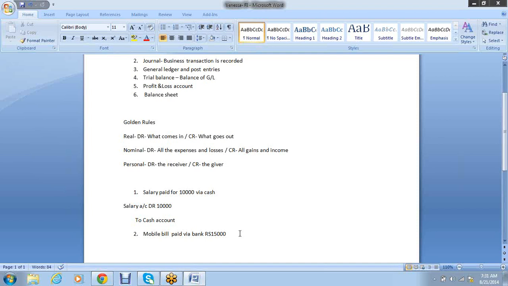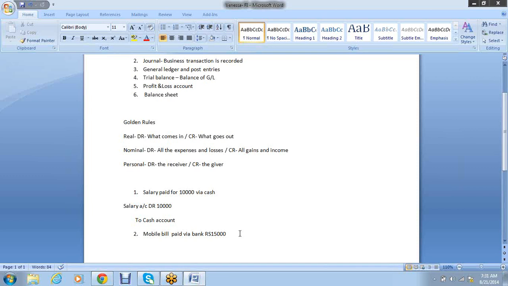Why is it a gain? Oh, it's for the service. They have provided a service and they are getting paid for the service. No, I did not say that we have received it. We are paying it. Correct? Yeah, I'm receiving for the service paid. The company is receiving this amount of 15,000. No. If I'm receiving, I will say mobile bill received. But here it says mobile bill paid.